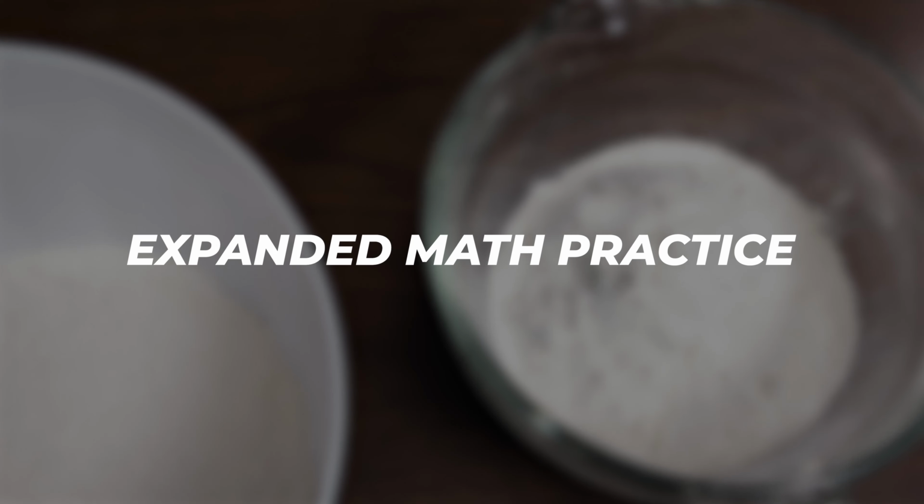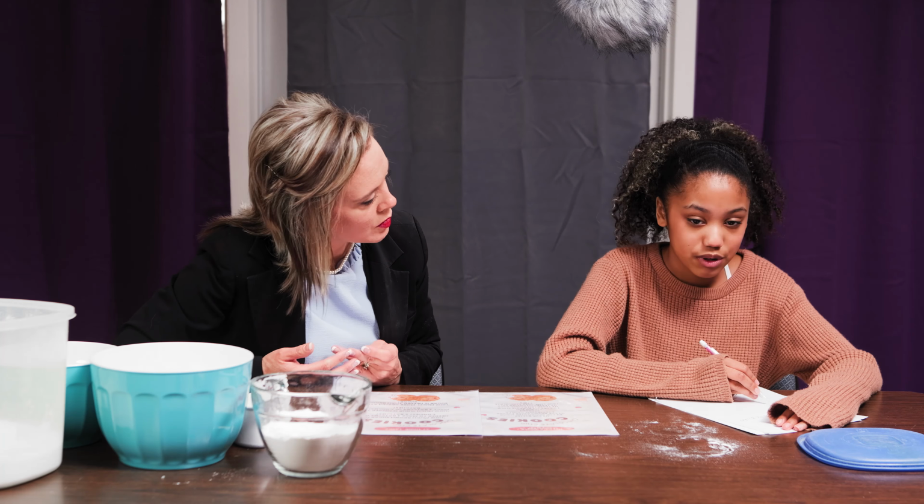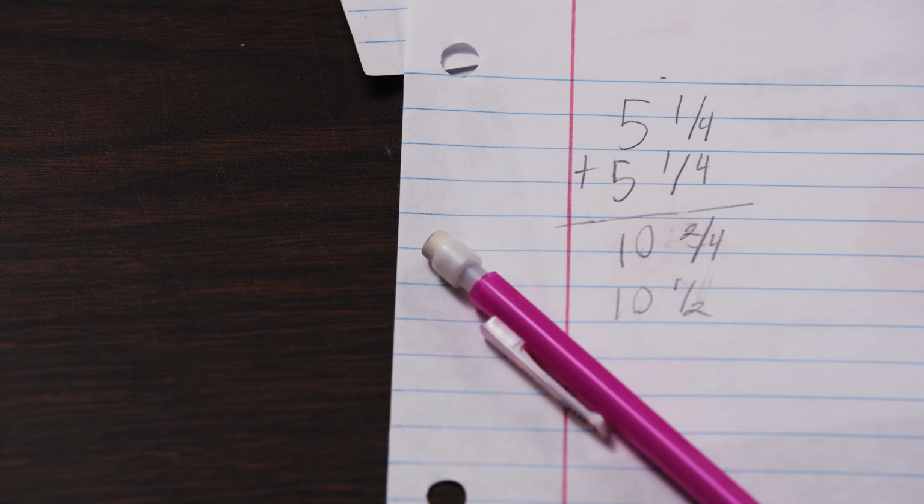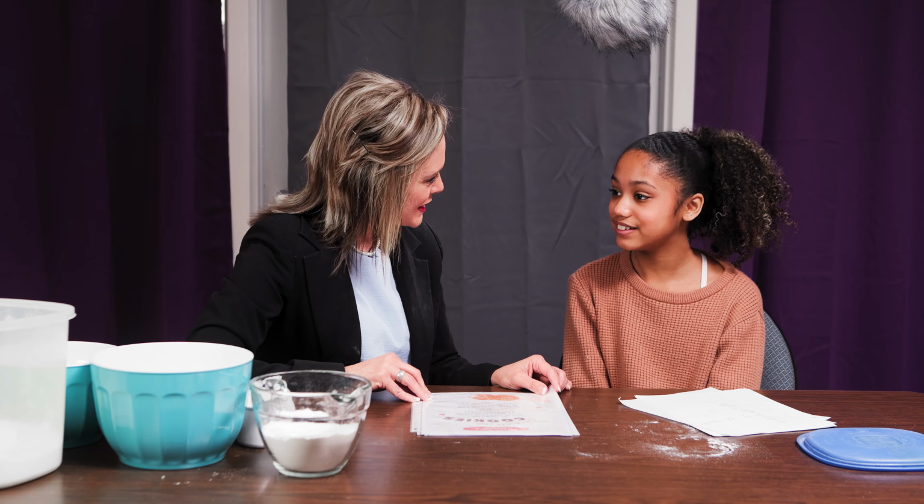How much flour is needed for 6 batches of cookies? And you can multiply that by 2. Okay, could you do that? Okay, go ahead. 5 and 1/4 plus 5 and 1/4, which you can add together and you would get 10 and 2/4. Very good. Which you can simplify and it would be 10 and 1/2. Perfect. Good job. Are you ready to go bake some cookies now that we understand the recipe?